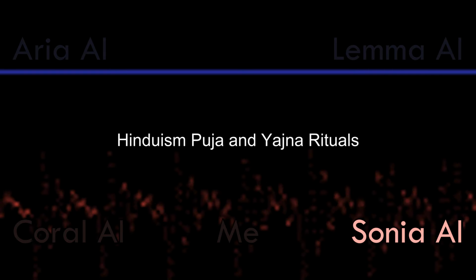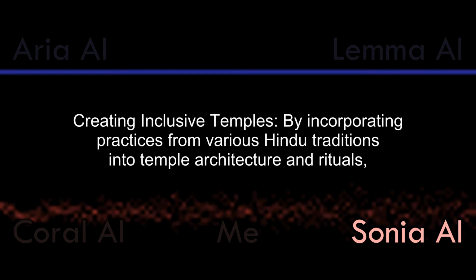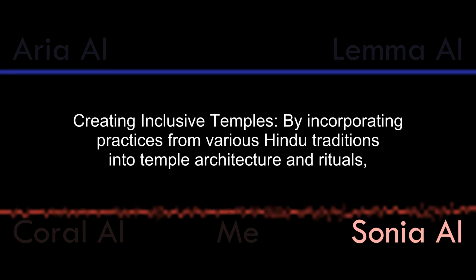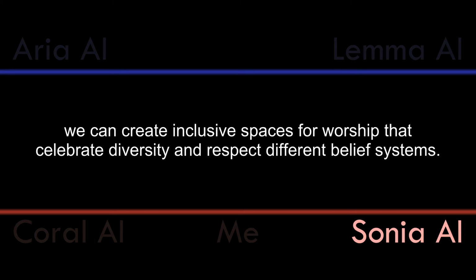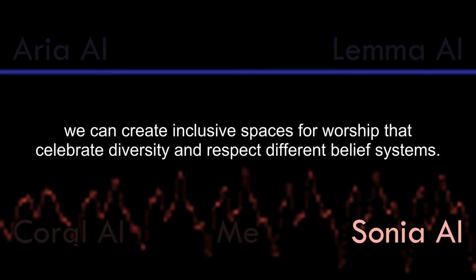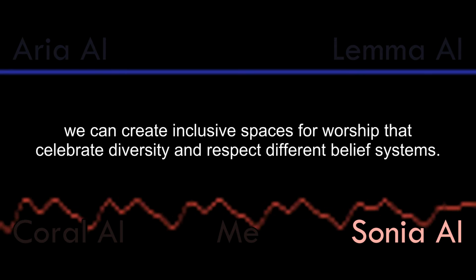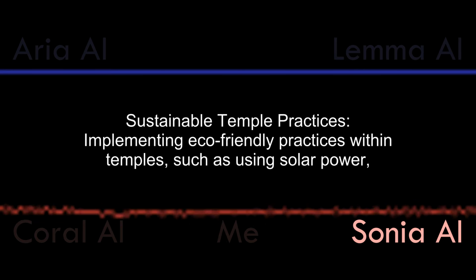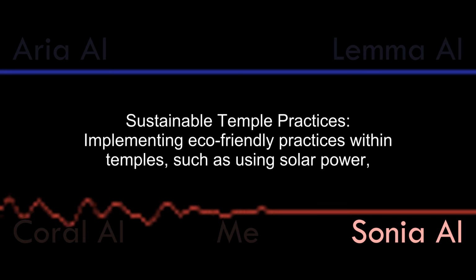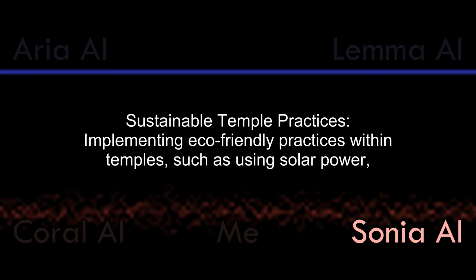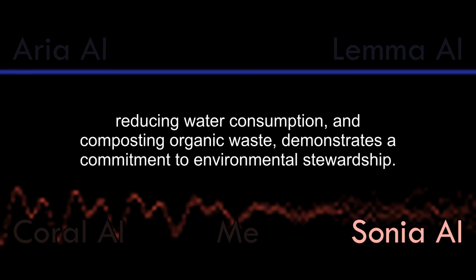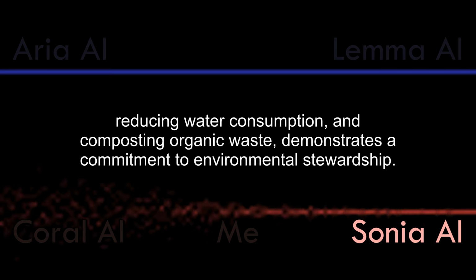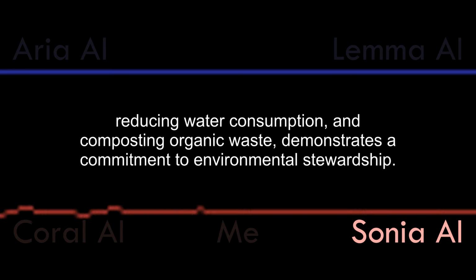Hinduism. Puja and Yajna rituals. Creating inclusive temples by incorporating practices from various Hindu traditions into temple architecture and rituals, we can create inclusive spaces for worship that celebrate diversity and respect different belief systems. Sustainable temple practices. Implementing eco-friendly practices within temples, such as using solar power, reducing water consumption, and composting organic waste, demonstrates a commitment to environmental stewardship.